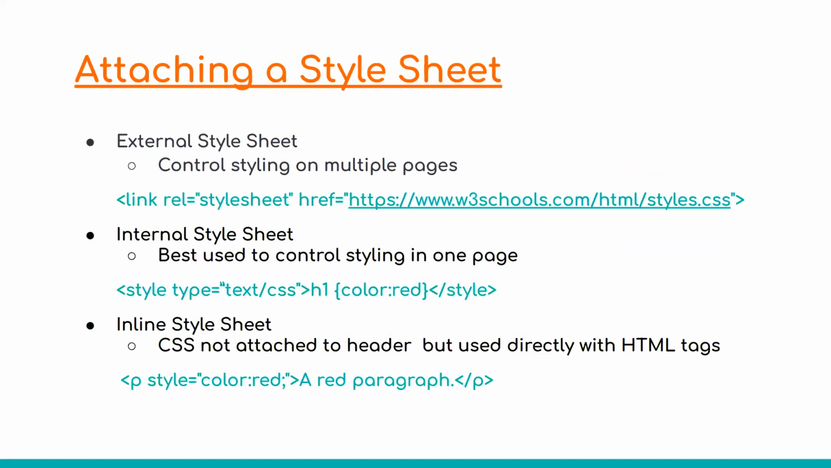So there are three ways for attaching a style sheet, that is CSS, to a website, to HTML code. One is external, the other is internal, and inline. The external style sheet is where you have a link to a particular style sheet file, and you can add it through the link tag with rel stylesheet and href. You can add a URL which represents that style sheet, or if it's in your local system, you can add a relative path to the link. It will take that external style sheet into the website.